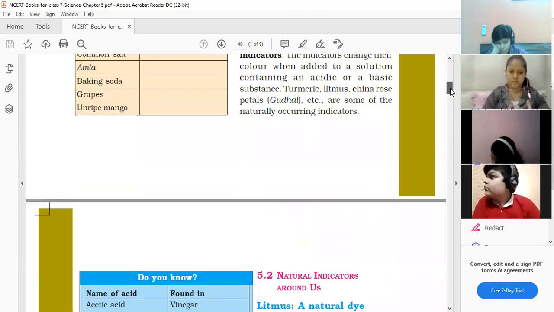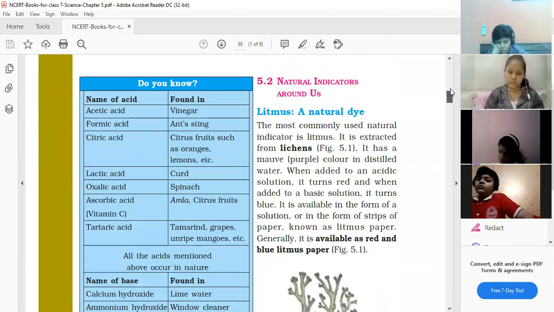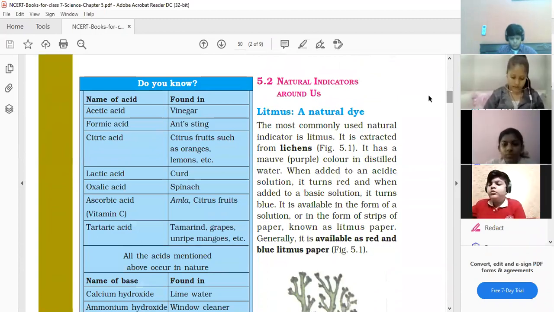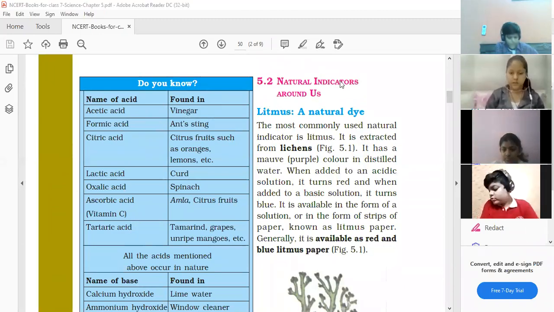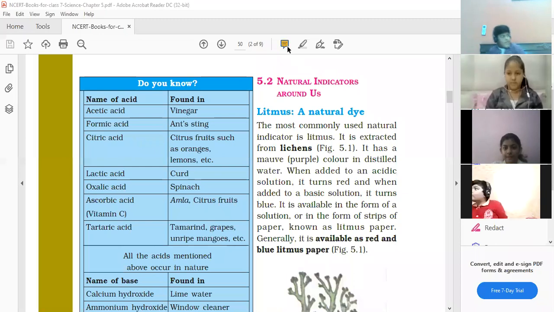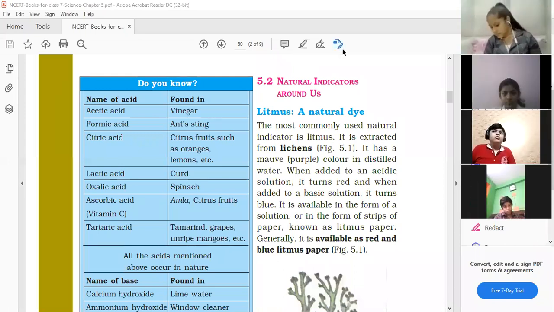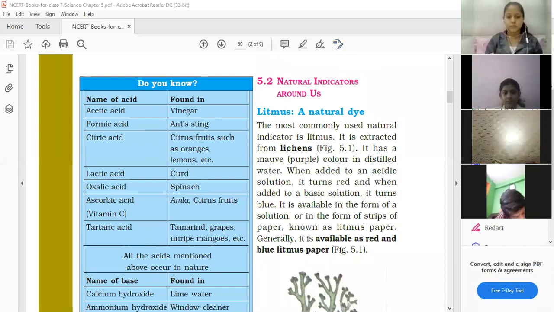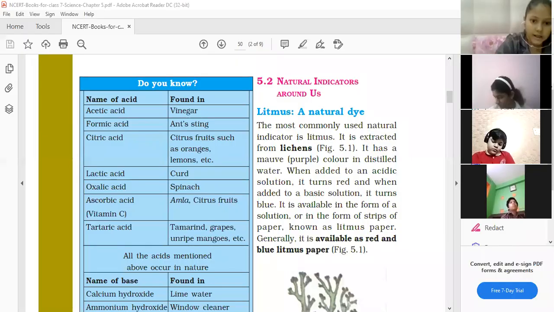Today, children, I want to start the natural indicators around us. Too many indicators are there around us, so one by one we are going to study them all. The first natural indicator we are going to study is litmus. From 5.2, natural indicators around us. Litmus, a natural dye. Start reading.